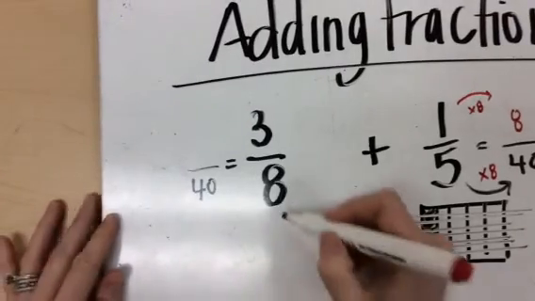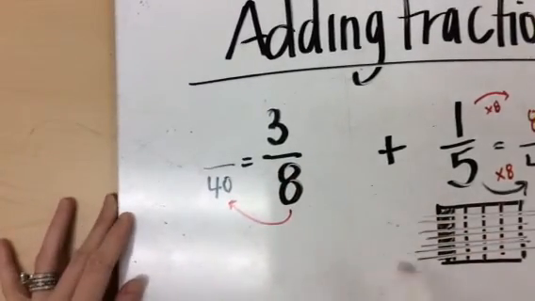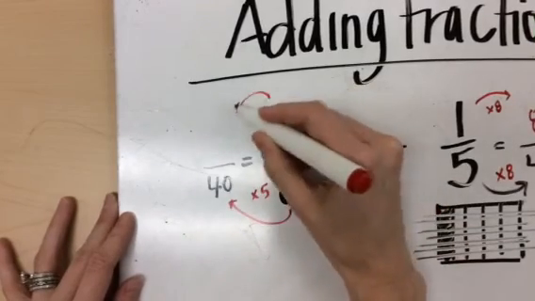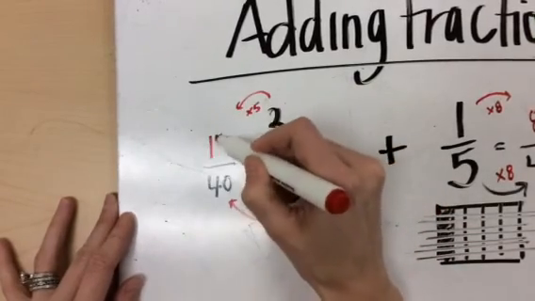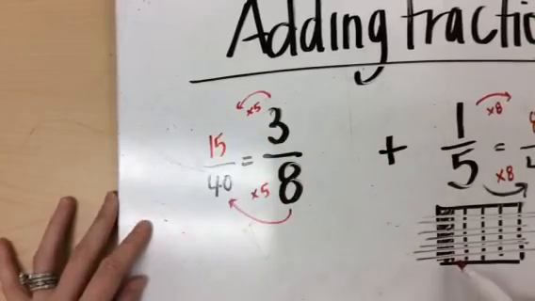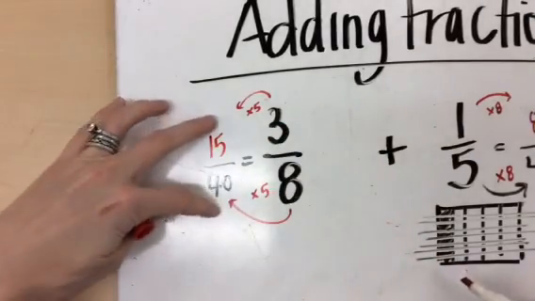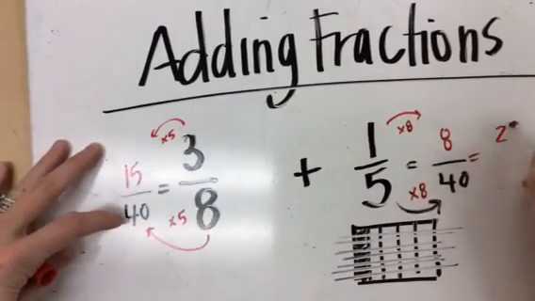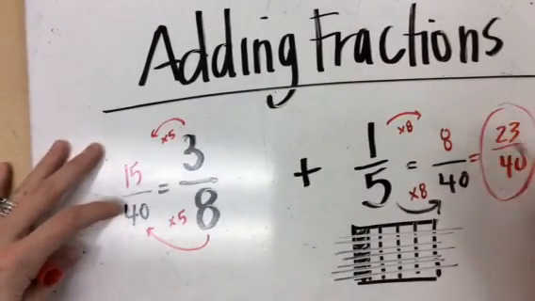Okay, and I'm going to do the same thing here. This would be the same if you were going to draw a picture, but I know I could just multiply by 5 and multiply by 5. And now I've got 15 40ths and 8 40ths. And when I add 15 40ths to 8 40ths, I get a total of 23 40ths. So that's how you add fractions.